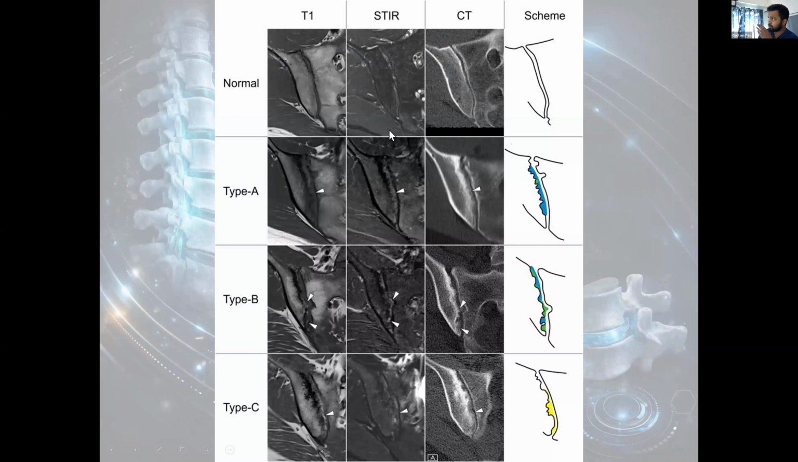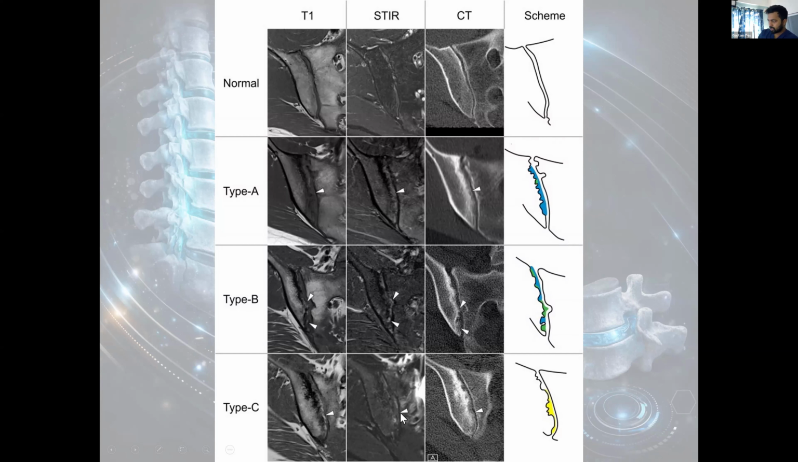This is the T1, STIR and CT image compared, and they are shown. This is a normal image, and in type A, there will be inflammation at the site of erosion. So here the erosion has occurred, and the inflammation, a little bit when compared to here, it is hyperintense. So the inflammation has occurred. Here only inflammation has occurred. This will be mixed. So inflammation and fat will be there. Here, as you can see, only fat will be there. Fat will be covering this, which is separated in the STIR.